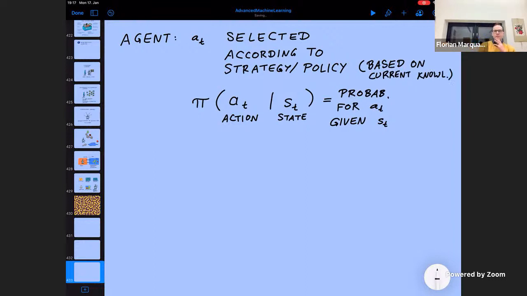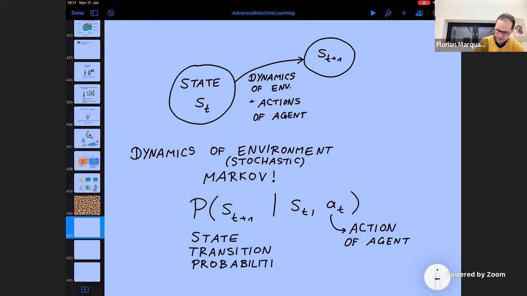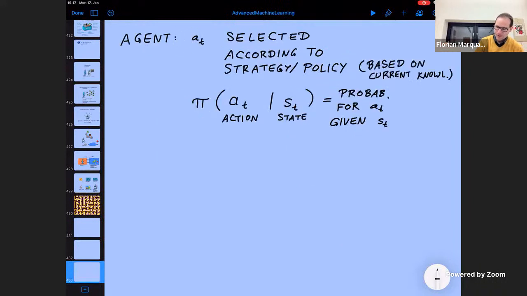So now, apart from the reward, these are already the most important ingredients. There is the state, there is the action, there is the state transition probabilities of the environment. I didn't mention this, I should say it. So these are state transition probabilities. And of course, the policy.